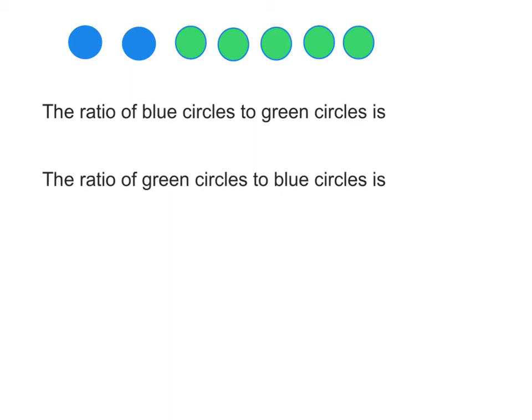The first one wants to know the ratio of blue to green circles. So my first number is going to be my blue number. How many are blue? And I count 2. So blue is 2 and green is 5. So I'm going to write 2 colon 5. That means 2 to 5.